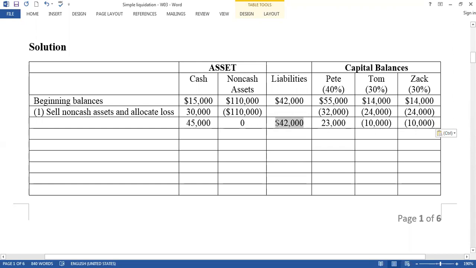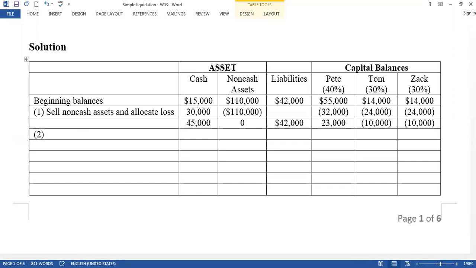Now you can see that we have enough. If we compare our liabilities, we see that we have some cash and we have liability. And if you compare these two, now we have enough cash to pay the liability. But from the very beginning, we cannot pay our liability. Why? Because our cash was $15,000 and our liability was $42,000. So at that time, we cannot pay the liability. So now we have enough cash, we are going to pay our liability.